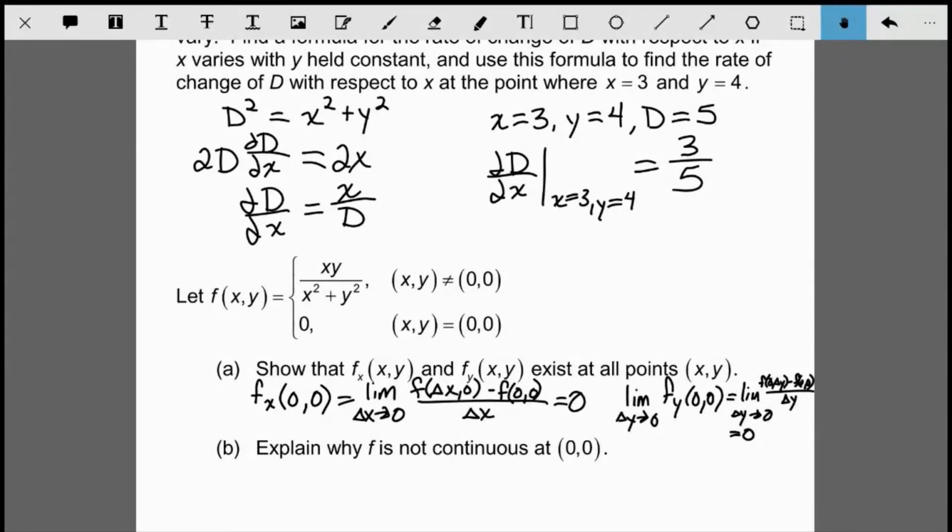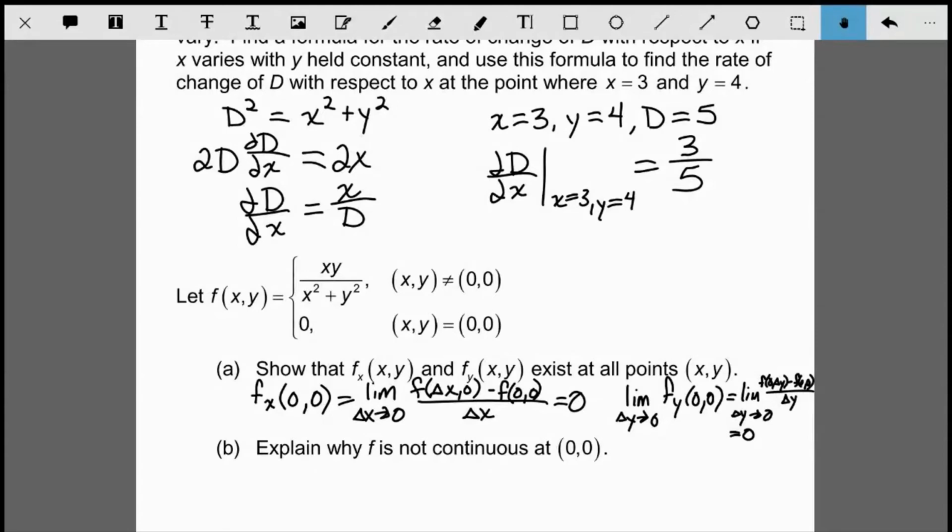at all points. Okay, so now once we've gone that route, and sort of what we're doing there is we're looking at the left-hand derivative and the right-hand derivative and noting that they're equal. So part B, it says, explain why f is not continuous at the point 0, 0.